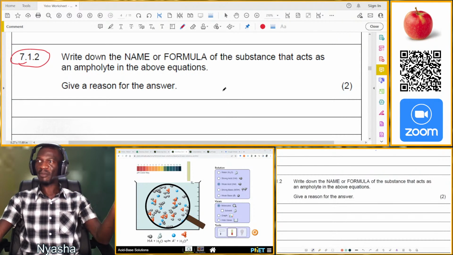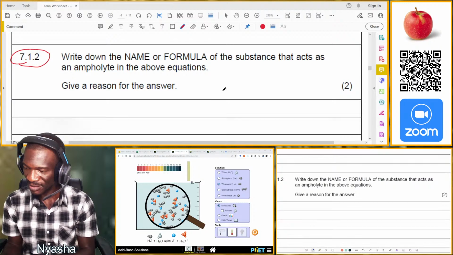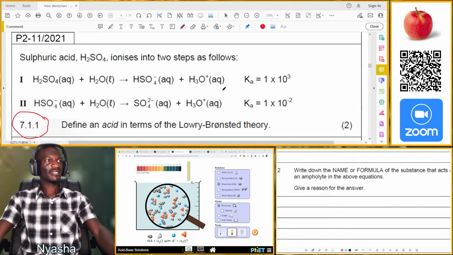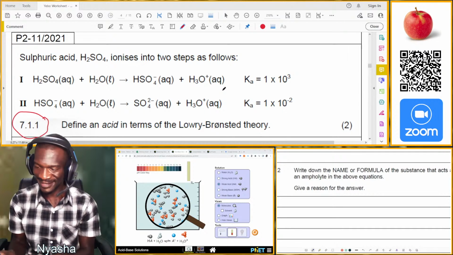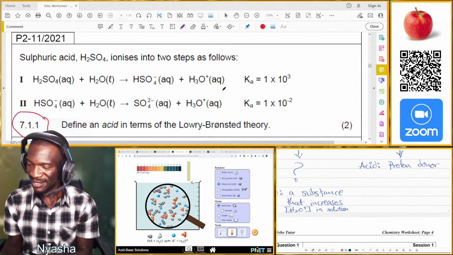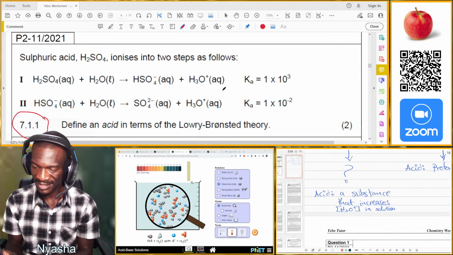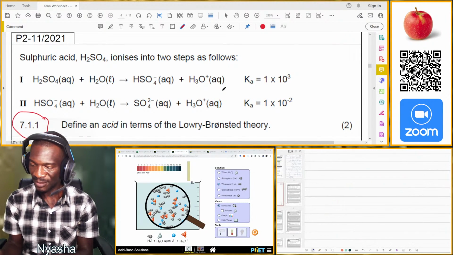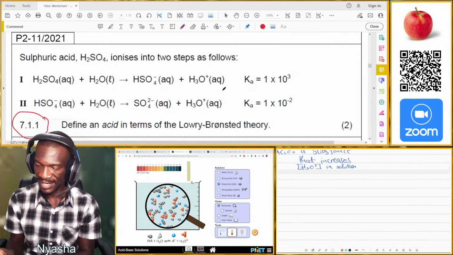So I'll just go back to the above equations. I'll just keep the question here, right? And then let's go back to the above equations. So the first question is, what is an ampholyte? So let's just look at this and see if we can discuss an ampholyte. What is an ampholyte? In other words, what is an amphoteric substance?